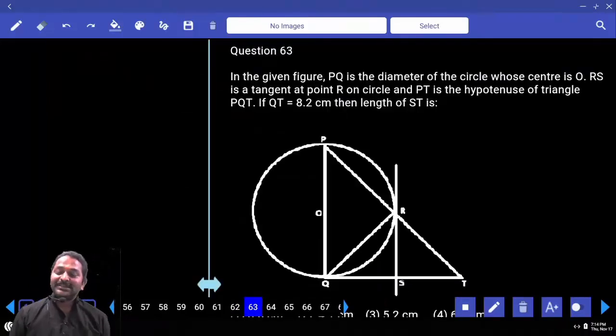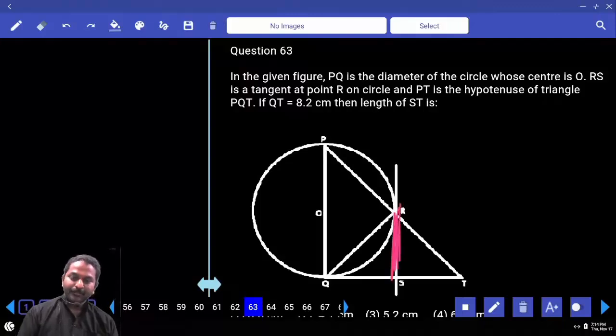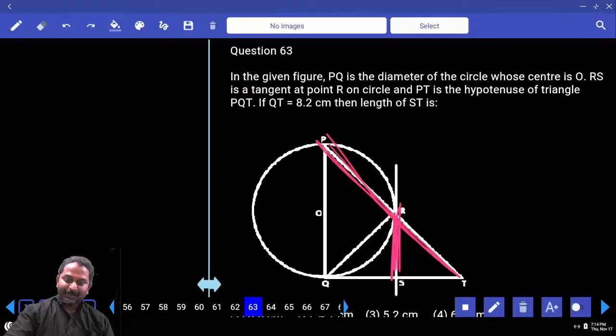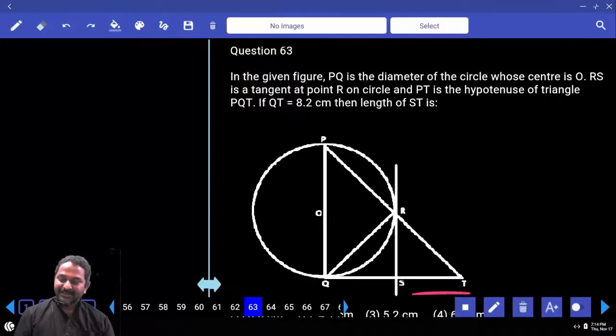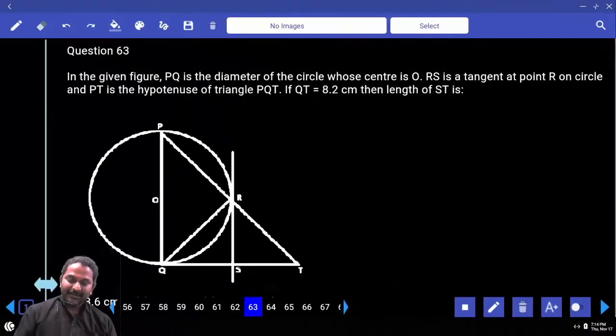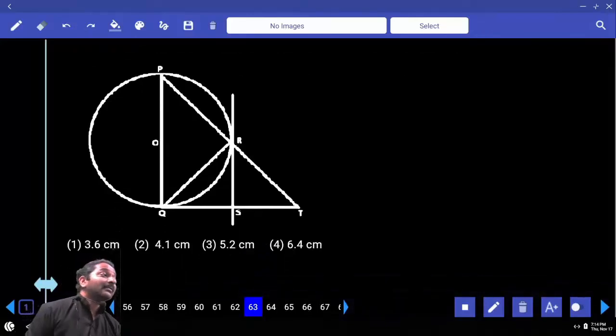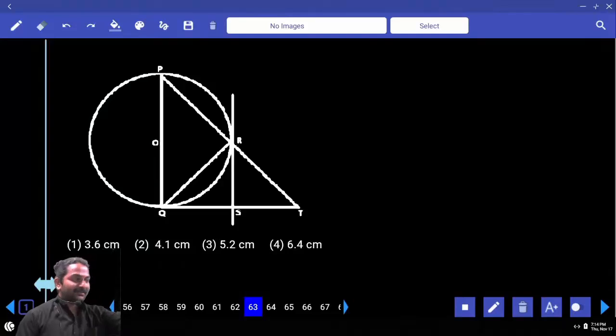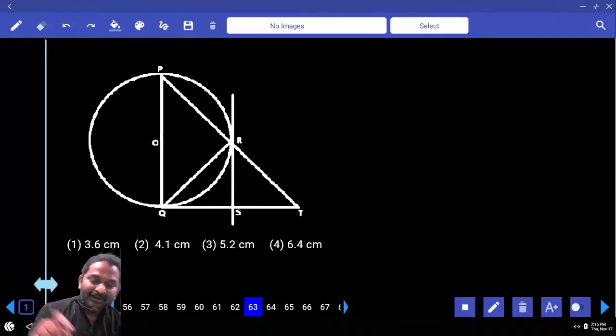In the given figure, PQ is the diameter of the circle whose center is O. RS is a tangent at point R on the circle, and PT is the hypotenuse of the triangle PQT. If QT is equal to 8.2, the length of ST is equal to how much? Somebody said something and that is right. 4.1. Yes, that's right. Now, look at this.